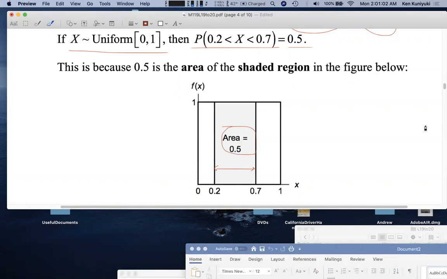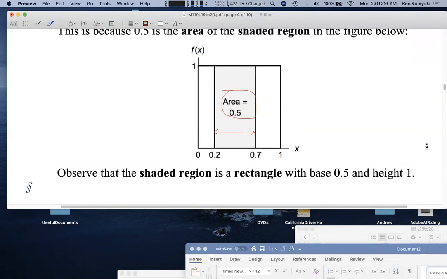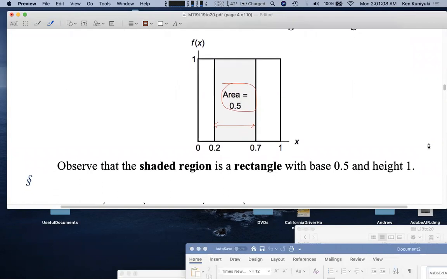Again, areas correspond to probabilities. The shaded region is a rectangle with base 0.5, or width 0.5, and height 1. I know it's a little confusing because before, widths or bases would be 1 and then the height would be the probability. Here, it's kind of flip-flopped. Here, the width basically gives us the probability and the height is 1.